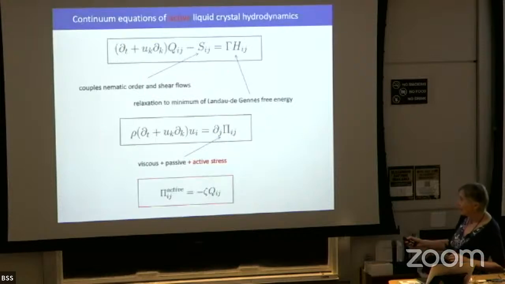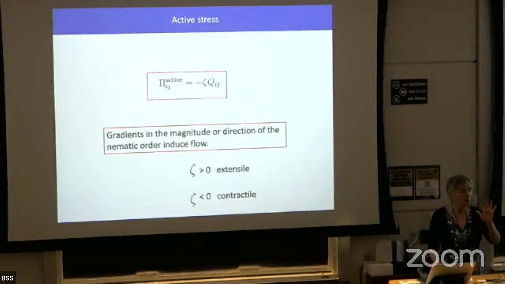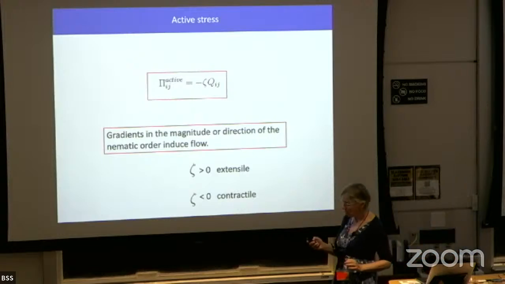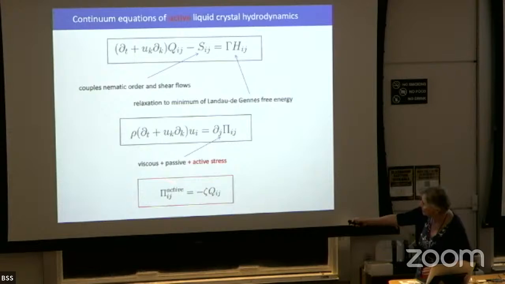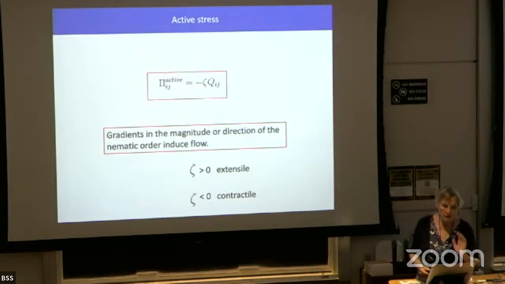In terms of understanding the behavior of these things, what you have to notice is that this term comes in the stress. So it comes under a derivative. I have a derivative of Q. So that means that any time the order parameter changes, its magnitude changes, or the direction of the nematogens changes, you have an additional stress, and so you have flow. Gradients in the magnitude or direction of the order parameter, or actually also in the strength of the activity, will give you a stress, and that will give you forces and flows.